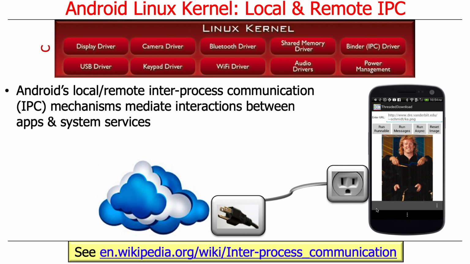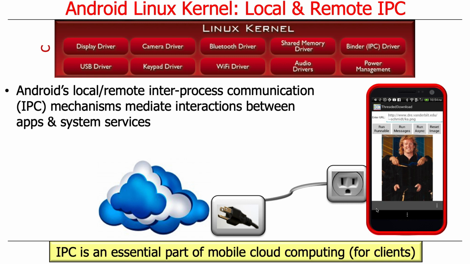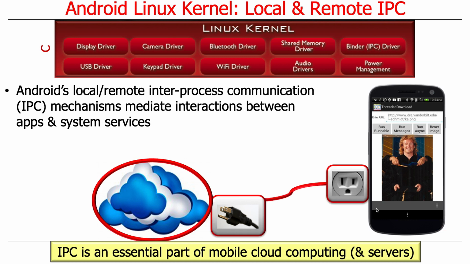In Android, it's typically used to communicate from one app to another or from an app to some system services or vice versa. And as we'll see, IPC is an essential part of mobile cloud computing for clients. So clients need to send data to either other processes on the same machine or, more likely, some server out in the cloud somewhere. And obviously there's a server side to all this as well, which takes the request from the client, does some processing, and then ships the results back to the client.